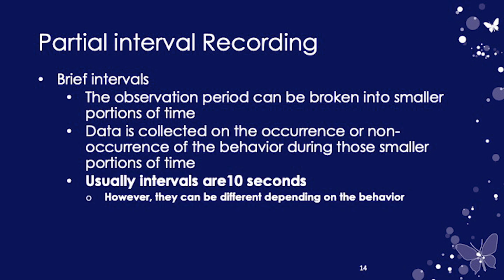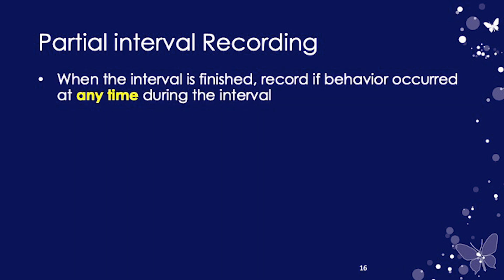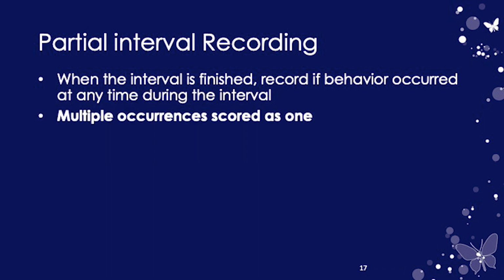Usually, intervals are 10 seconds long. However, they can be different depending on the behavior you're observing. When the interval is finished, record if the behavior occurred at any time during the interval. The behavior you're observing may occur more than once. That's okay. Multiple occurrences are scored as 1 during partial interval recording.